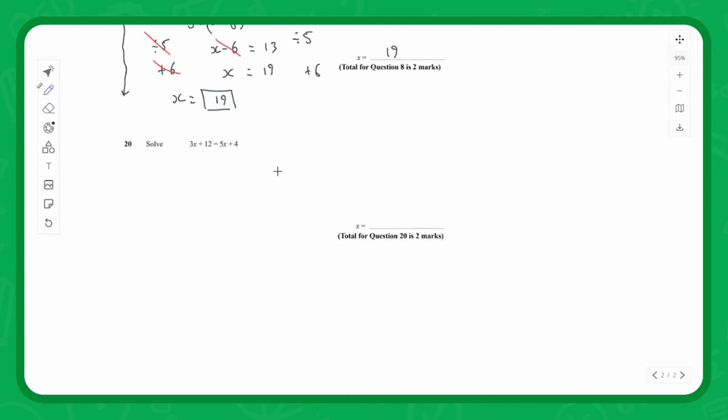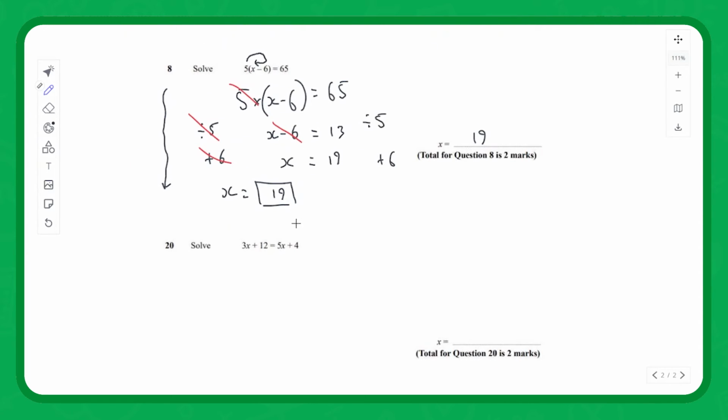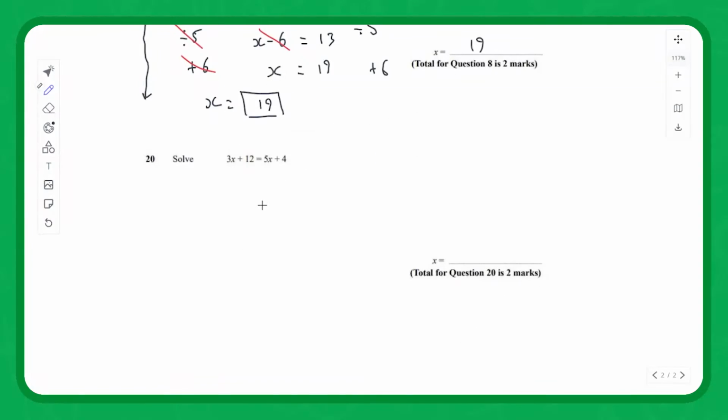Right, final question, question 20. In this case, it's not quite as obvious, right? For the above question, we knew that the left-hand side was going to be the side that we wanted all the x's to be on. We said this is going to be our x side. We said we want to end up with x equals something. Well, in the case of question 20, it's not as obvious, right?